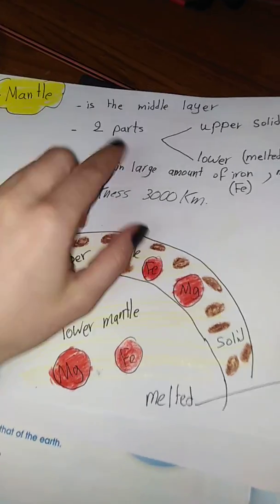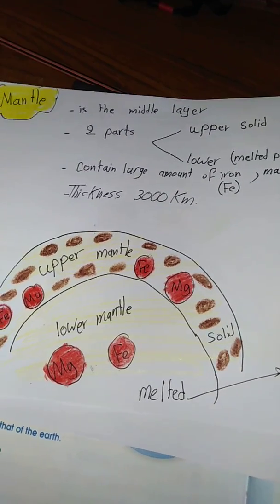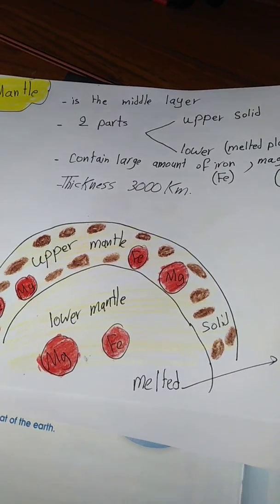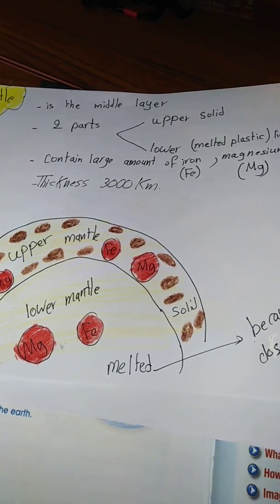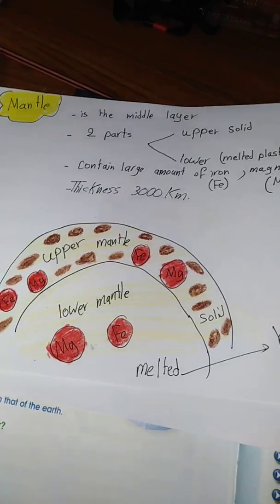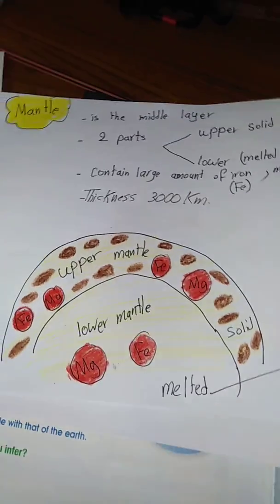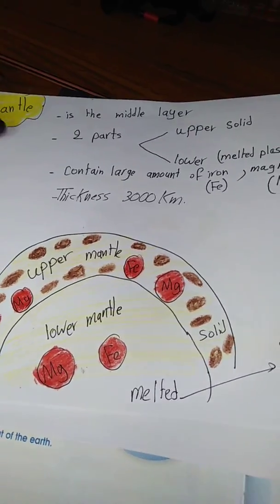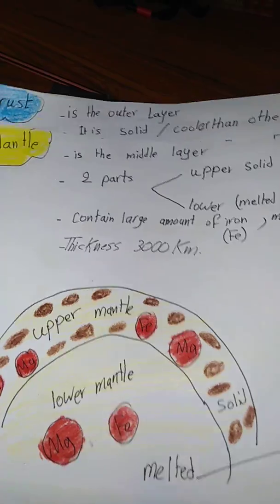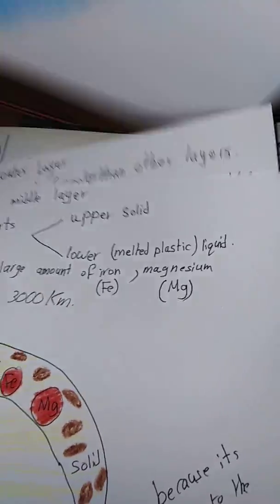Okay, mantle is the middle layer. It has 2 parts, upper and lower. It contains a large amount of iron and magnesium. The thickness is 3000 kilometers. Okay, now let's talk about the upper mantle and lower mantle.